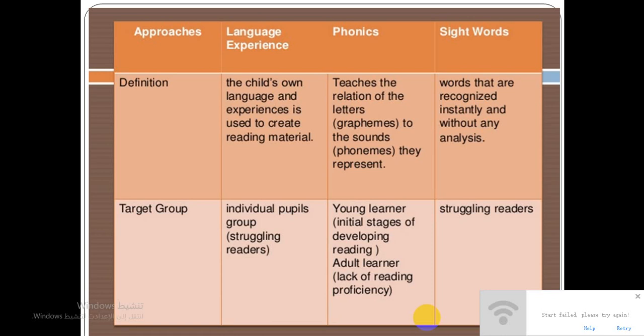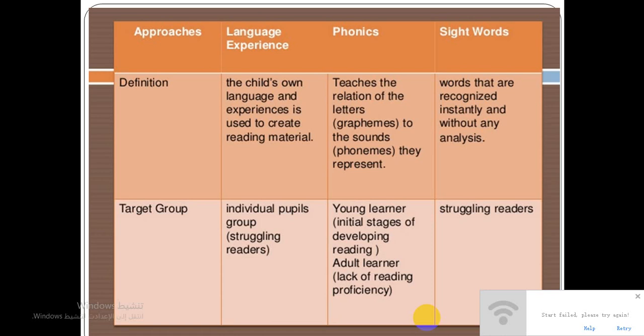Here we have a comparison among the three approaches of reading, which are language experience, phonics, and sight words, according to the definition, target group, characteristics, and activities used in these approaches. Definition: in the language experience approach, the child's own language and experiences are used to create reading material. The phonics approach teaches the relation of the letters, graphemes, to the sounds, phonemes, they represent. Sight words are recognized instantly and without any analysis.